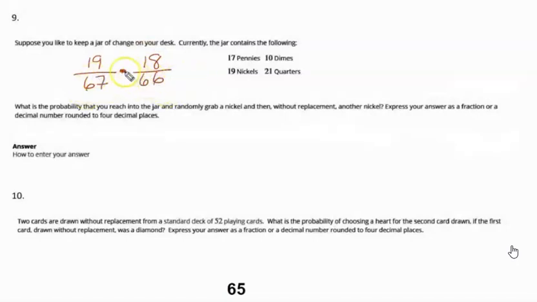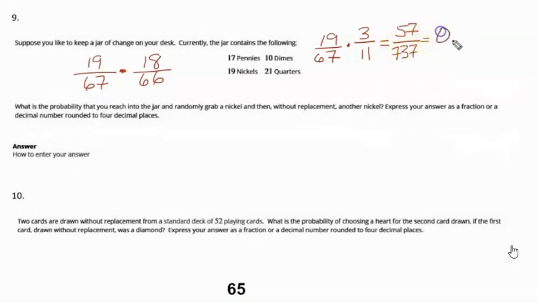Now, if we were going to simplify this fraction somewhat, 19 out of 67. 18, I can take a 6 out of there, and that would become a 3. 6 out of there, and that becomes 11. So this is going to be 57 over 737. Sounds like an airplane.